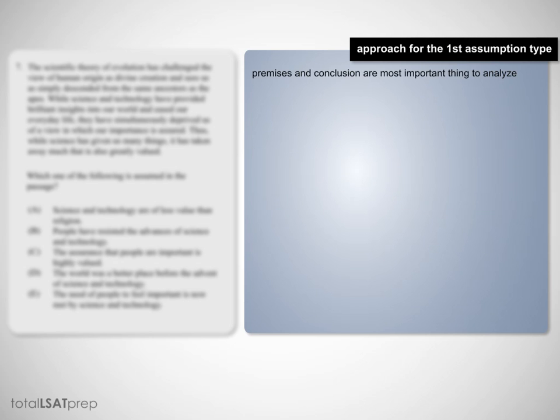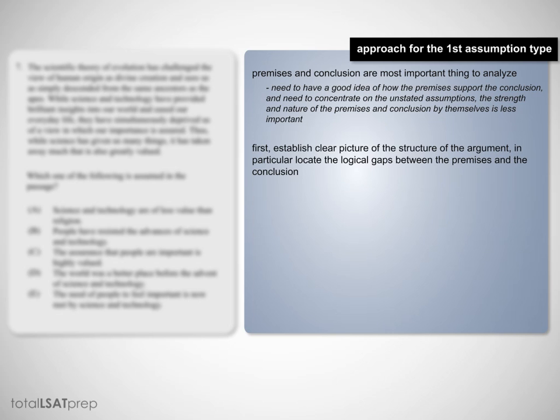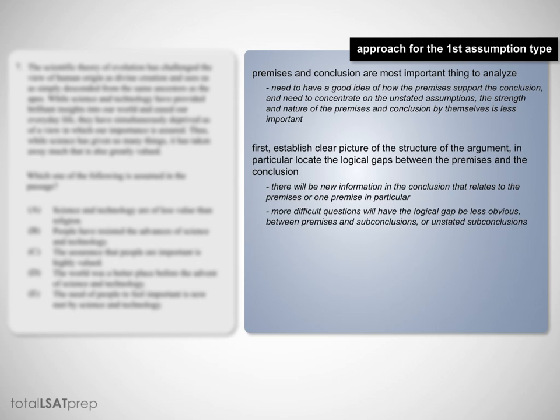Now, the premises and the conclusion are the most important thing to analyze. So you need to have a good idea of how the premises support the conclusion, and you need to concentrate on the unstated assumptions. The strength and nature of the premises and the conclusion by themselves is less important. So this is the type where we're looking to close a logical gap. First, you establish a clear picture of the structure of the argument, and in particular, you locate the logical gaps between the premises and the conclusion. There will be new information in the conclusion that relates to the premises or one premise in particular. The more difficult questions will have the logical gap be less obvious between the premises and the subconclusions or unstated subconclusions.